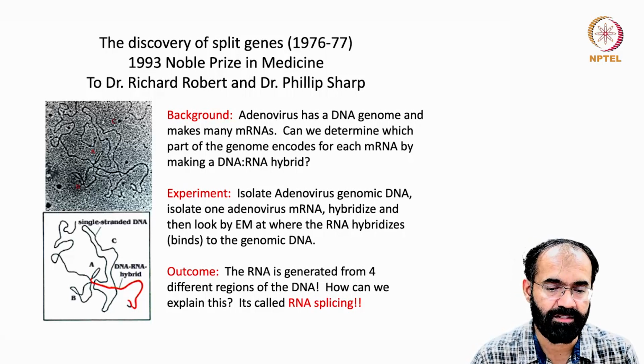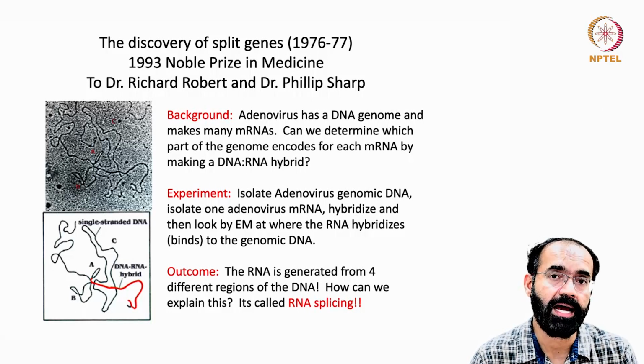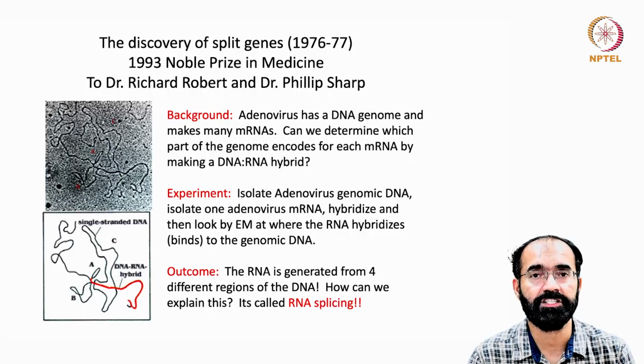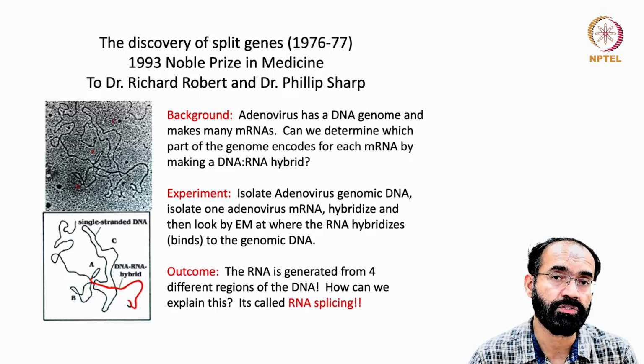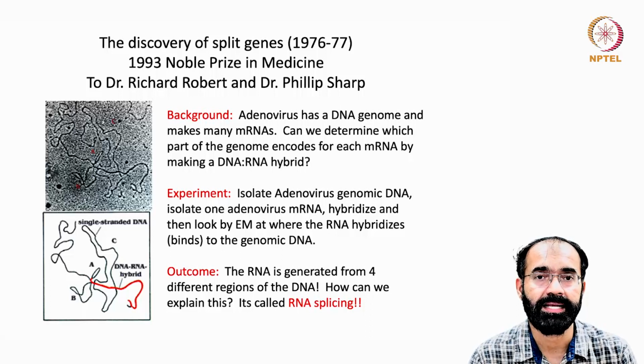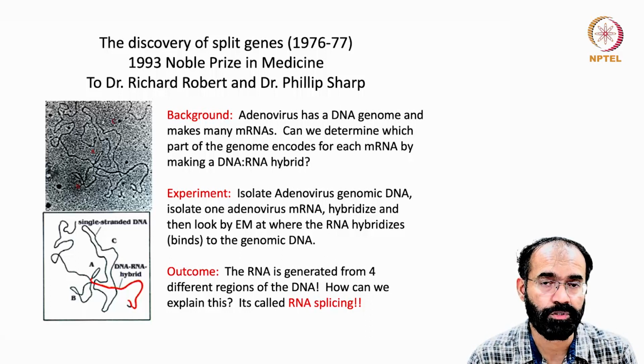But evidence was needed. What did they do? Adenovirus has a DNA genome and makes many mRNAs. Can we determine which part of the genome encodes each mRNA by making a DNA-RNA hybrid? Like I told you, DNA has a tendency to stay in double helical form, and RNA also has a tendency to pair, but RNA and DNA can also pair. We have seen during transcription, the DNA pairs with the newly formed RNA, and there we used the term DNA-RNA hybrid. So DNA-RNA hybrids can also be used in experiments in the laboratory.